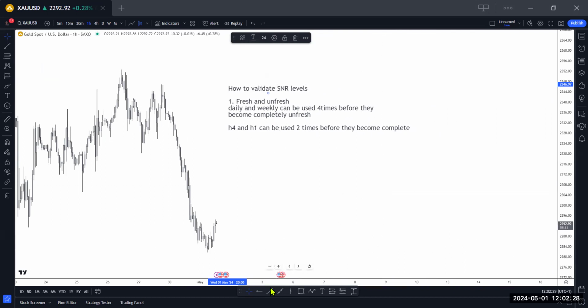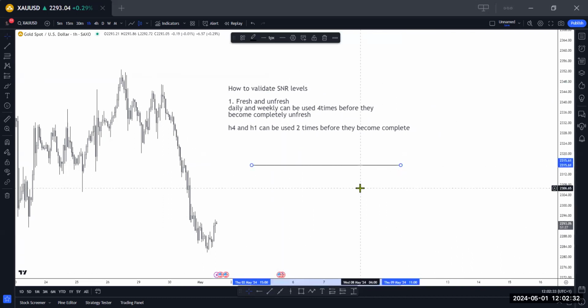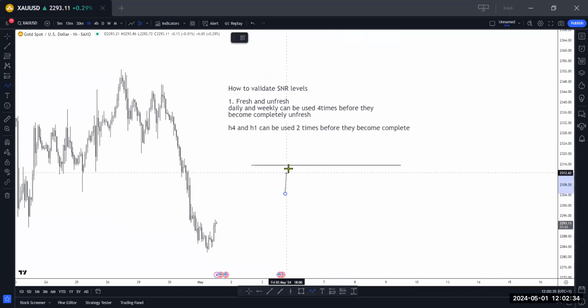So the idea is that if this is a daily level, this level is considered a fresh daily resistance. Okay, so let me put this daily resistance. So this is a daily resistance. This level is considered a fresh daily resistance. Why? Price has only tapped 1 time.